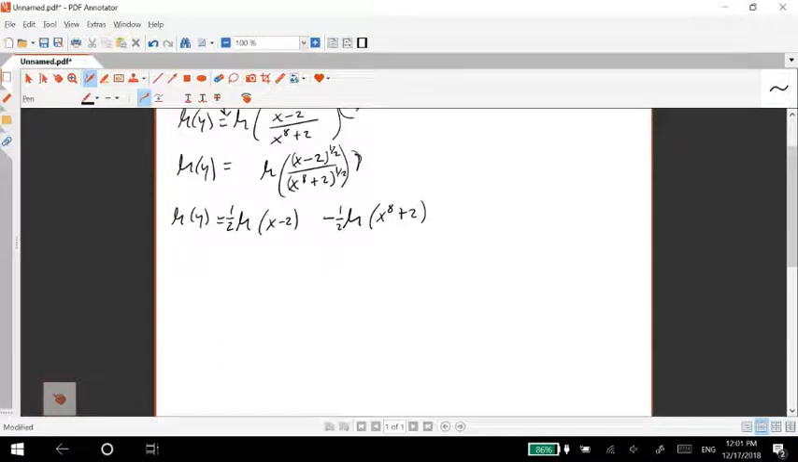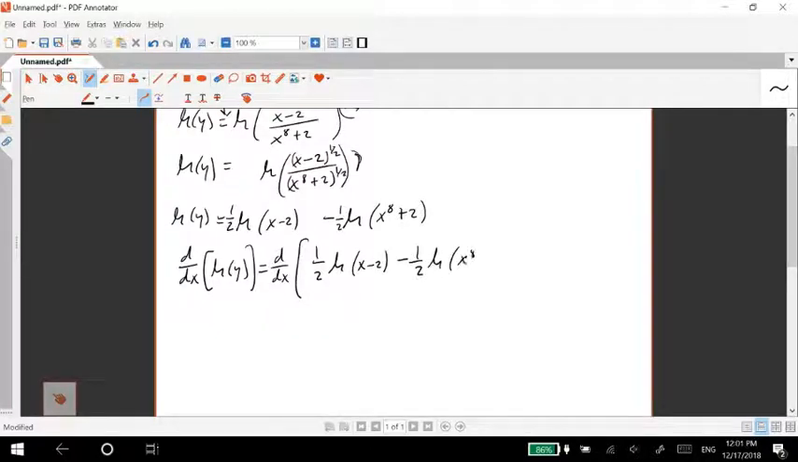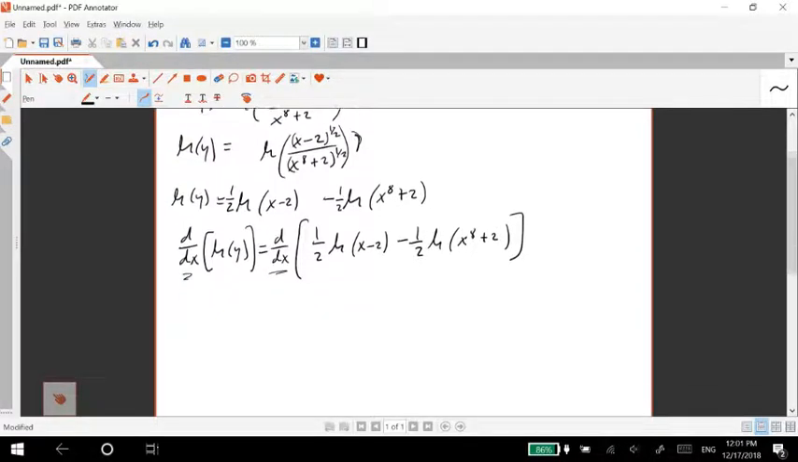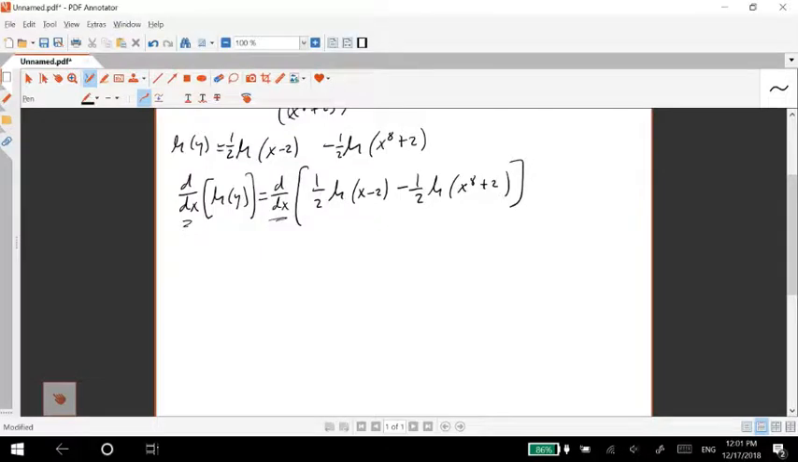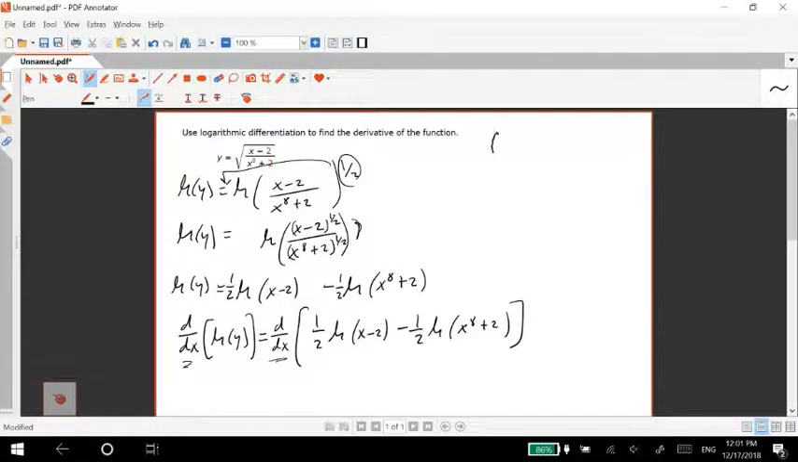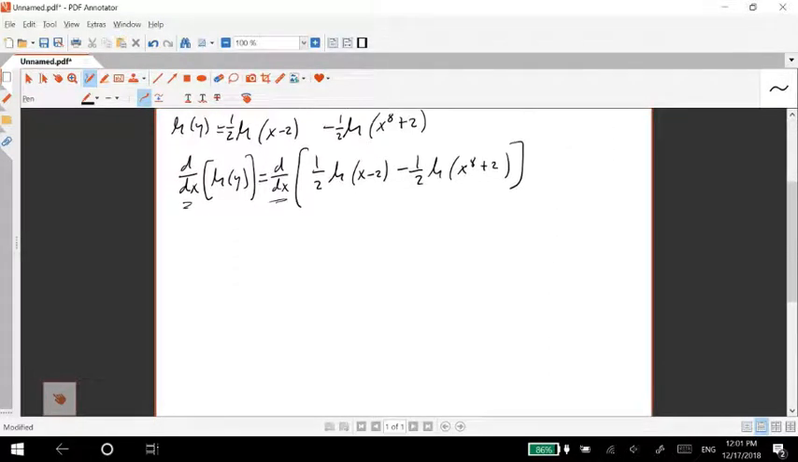So now what we do is we take the derivative of both sides with respect to x. So let me just be proper and write this out: the derivative of ln y equals the derivative of 1/2 ln(x minus 2) minus 1/2 ln(x to the 8th plus 2). So this just means we're going to take the derivative with respect to x. And remember, we're trying to differentiate the function, which is f prime of x, which is the same as dy over dx. So don't forget this. That is our goal here.